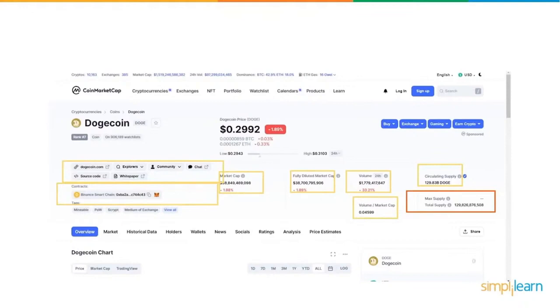Beside the market cap option, you can see fully diluted market capitalization, which is 38,700,795,906. It is the capitalization when max supply of Dogecoin was in circulation. And on the right side, just before total supply, you can see the volume of Dogecoin, 1,779,417,647. It is the value of Dogecoin traded in 24 hours.